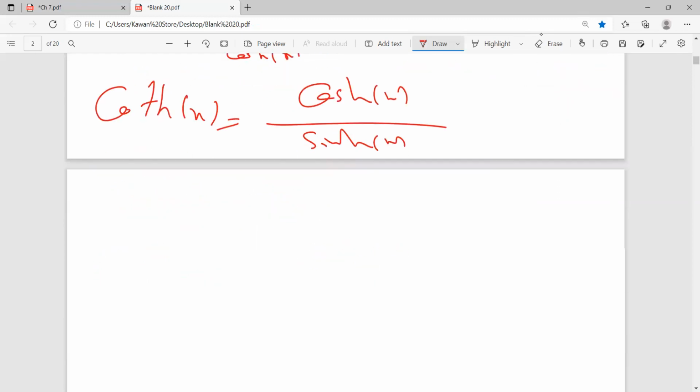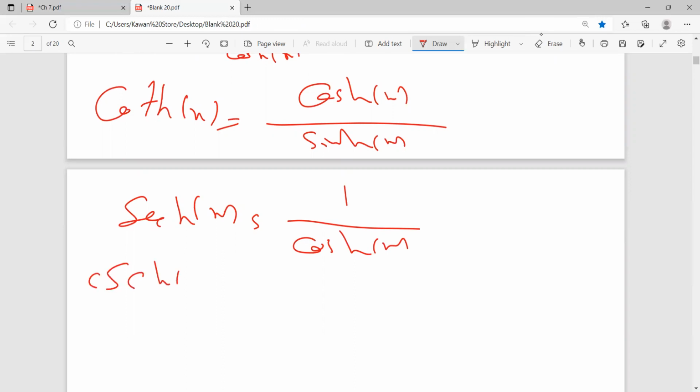How about secant hyperbolic? It was 1 over cos. How about cosecant? So the 6 of them are the same. Cosecant hyperbolic is 1 over sinh. Understood? There is no difference between them.